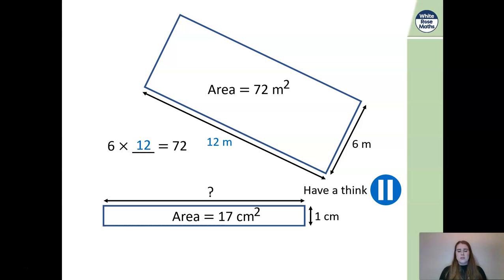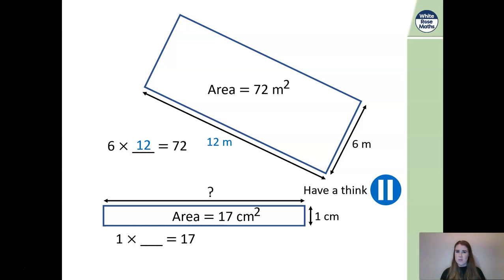Now, have a pause of the video and think about how we're going to work out the missing length of this rectangle. Okay, so this rectangle, again, we have the area given to us, and we also only have 1 unit of measurement. Now, I know that it's 1 times something that's going to give me 17. Now, thinking back to our arithmetic skills, anything times by 1 is going to give us the same answer.